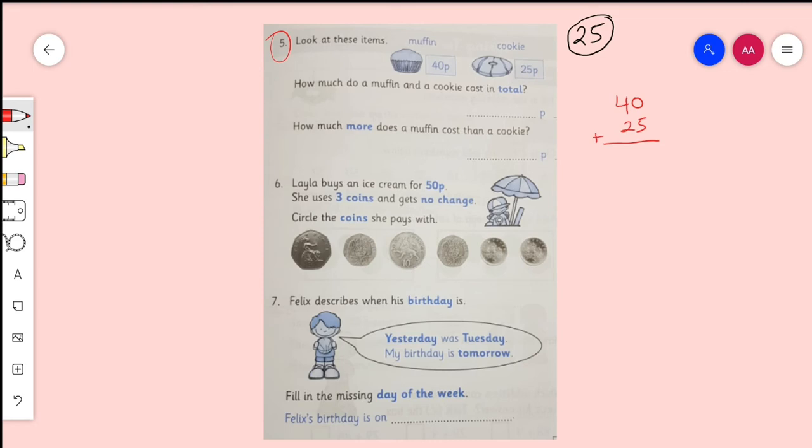So 5 add 0 gives us 5. 4 add 2 gives us 6. So that's 65p.